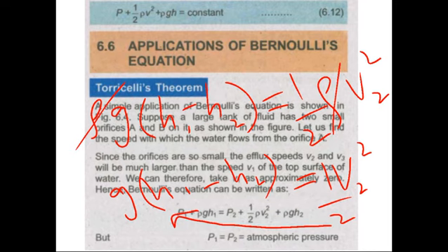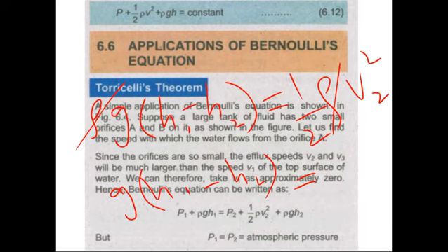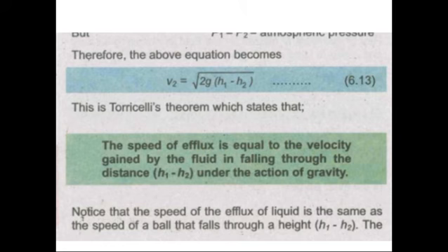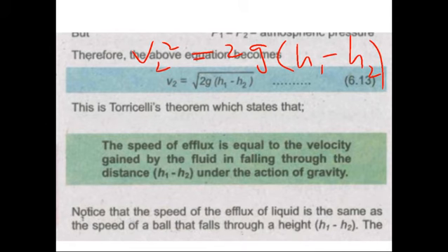So it means in the next step, by taking the square root on both sides, our final term is written as v2 square. In the previous step we have written v2 square is equal to 2g(h1 minus h2). While when we take the square root, v2 is equal to square root of 2g(h1 minus h2).